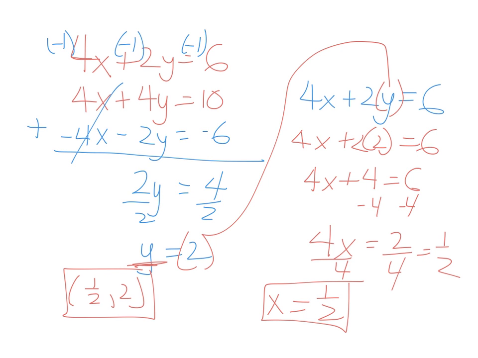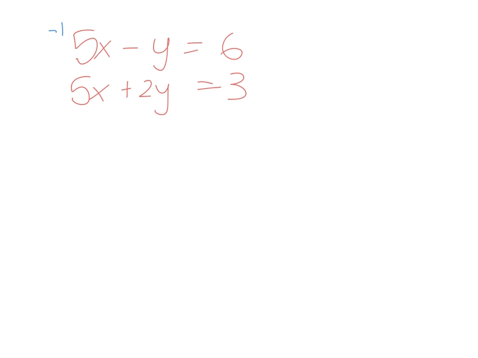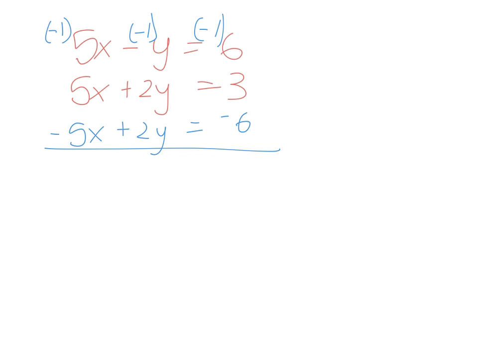Okay, let's just do one problem. And again, I want you to do it. 5x minus y equals 6. 5x plus 2y equals 3. Put this on pause and you go ahead and do it. I'll do it quickly, multiplying one equation by negative 1 because my 5's were both positive. Negative 5x plus 2y equals negative 6. X's cancel.